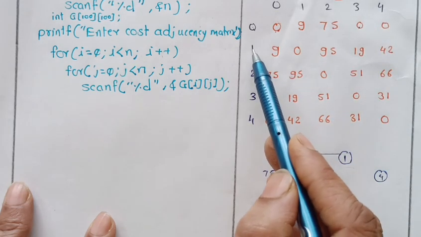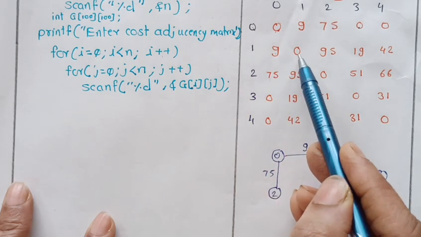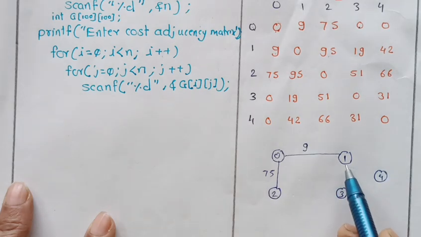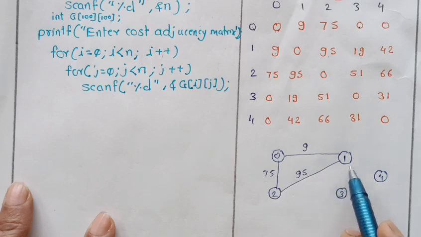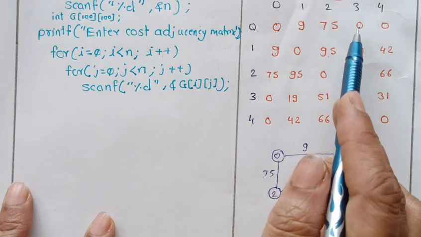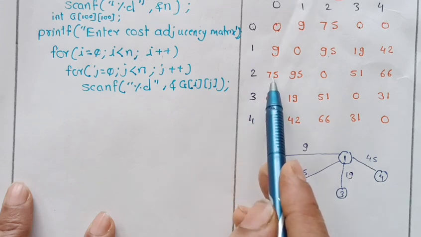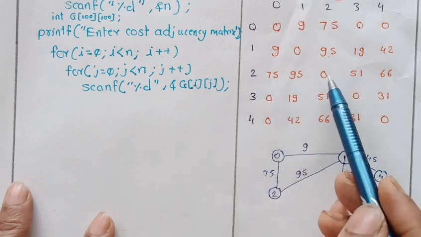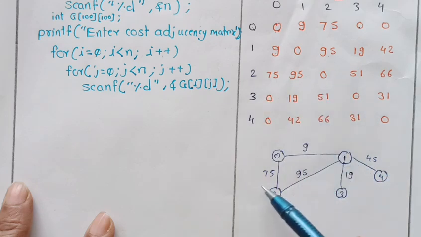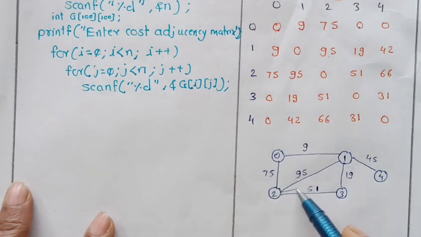Next we will see 1 to 0. Already 1 to 0 is present. 1 to 1 no edge. 1 to 2 is 95, so this is the 1 to 2 cost you will get. 1 to 3 is 19. 1 to 4 is 42. Next 2 to 0 is already present, 75. 2 to 1, 95, already present. 2 to 2 there is no edge. 2 to 3 is 51, and 2 to 4 is 66.